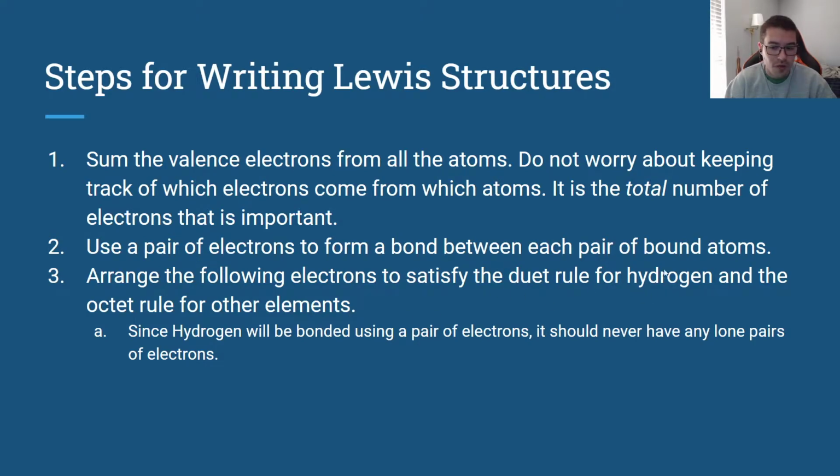Really, you're never going to have to add extra electrons to hydrogen, because hydrogen follows the duet rule. As long as hydrogen is bonded to another atom using a pair of electrons, it should never have any extra electrons. There shouldn't be any lone pairs on hydrogen. But there probably will be for other elements.